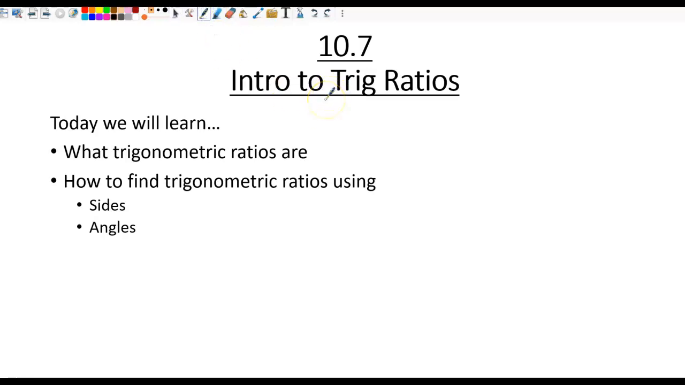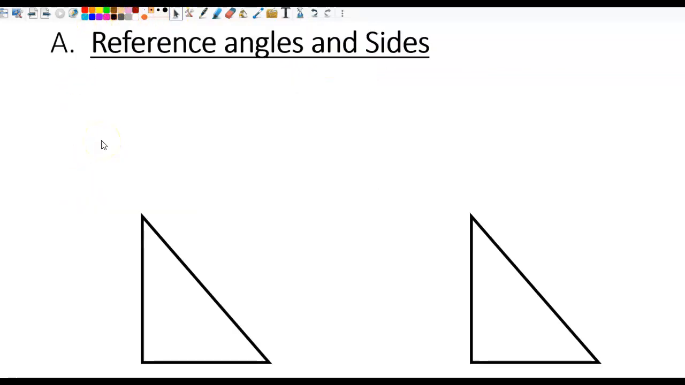We're going to introduce you guys to a really important topic in trigonometry today called trig ratios. Pretty important topic, probably one of the most important ones we've addressed so far. So we're going to learn what those are first, and then after that we're going to learn how to find and calculate what those trig ratios are using two different methods. One way you can do it is by using the sides, another way you can do it is by using the angles. So we're going to be doing those things. So let's go ahead and get started here.